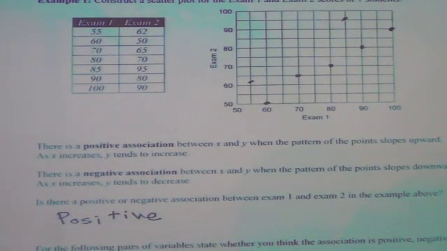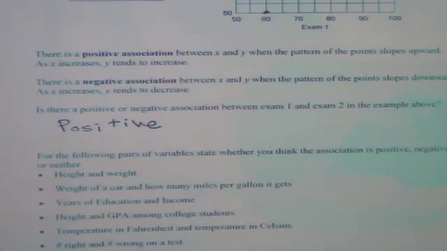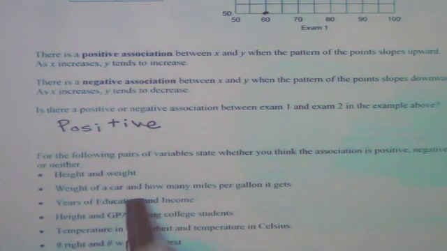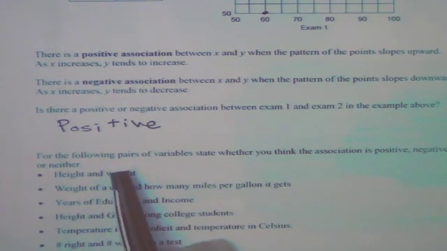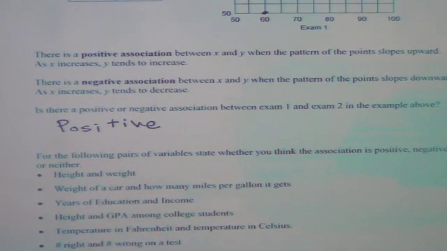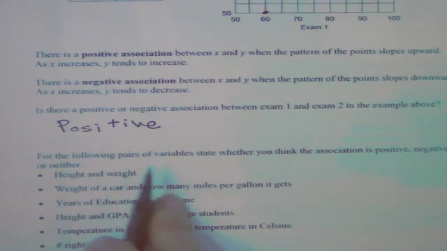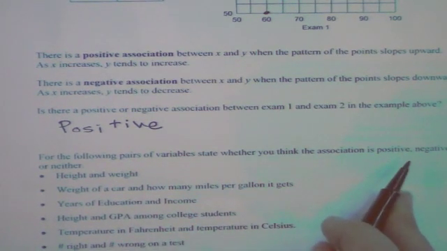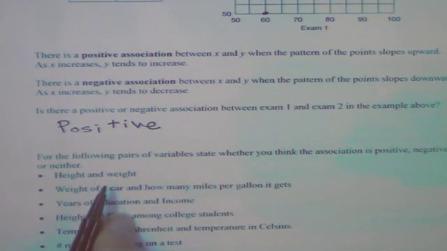All right, so just using common sense, we could do these as eye clickers if you want, or we could wait. Well, why don't we wait? Okay, so for the following pairs of variables, state whether you think the association is positive, negative, or neither.